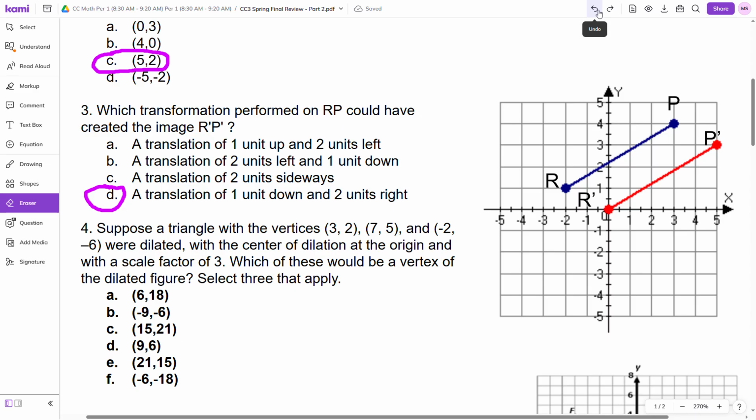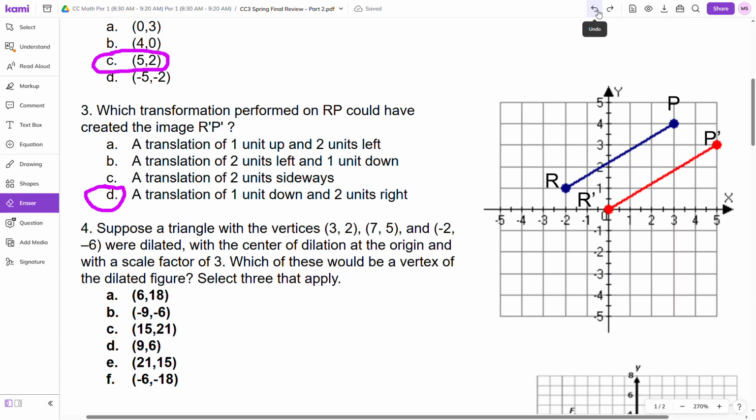Number 4. Suppose a triangle with... This sounds really complicated. I'll go ahead and read it. Listen to how complicated it sounds. Suppose a triangle with the vertices 3, 2 and 7, 5 and -2, 6 were dilated, with the center of dilation at the origin with a scale factor of 3. Which of these would be a vertex of the dilated figure? Select 3 that apply. Sounds really complicated, but just focus on the keywords dilated or dilation and scale factor.